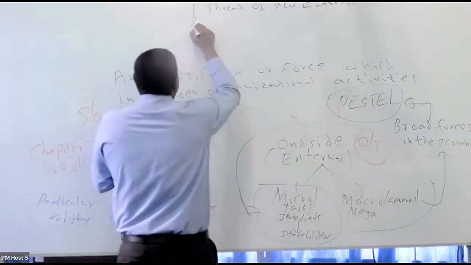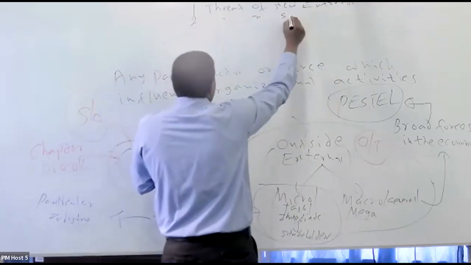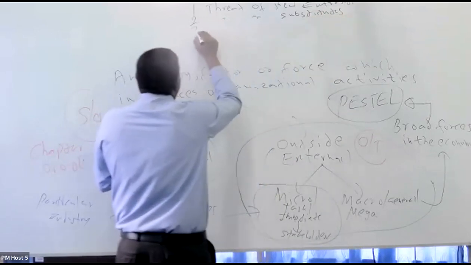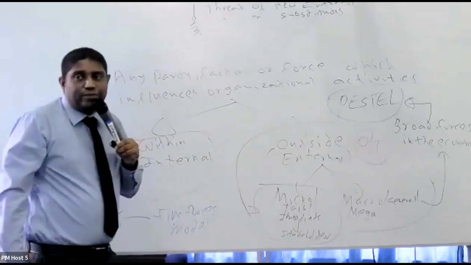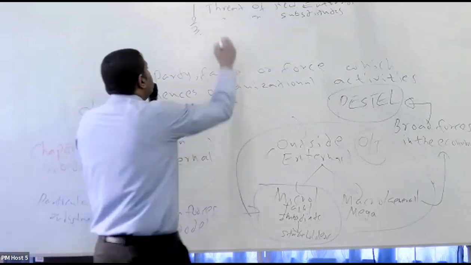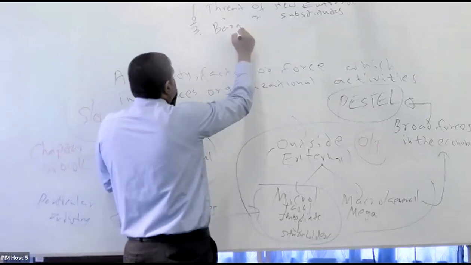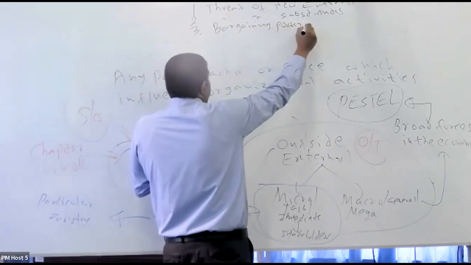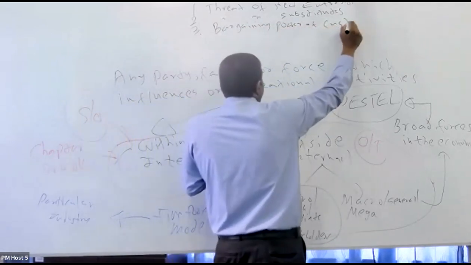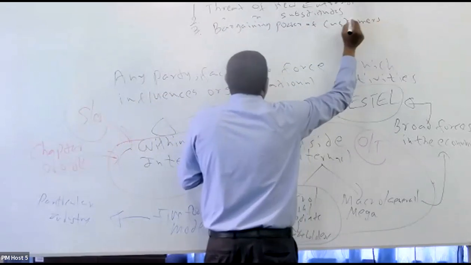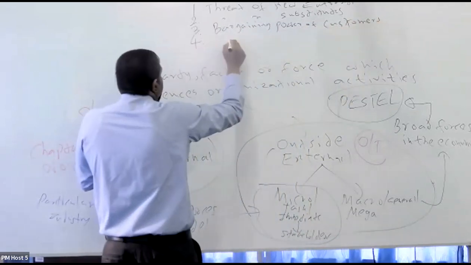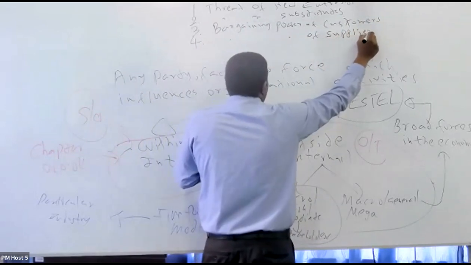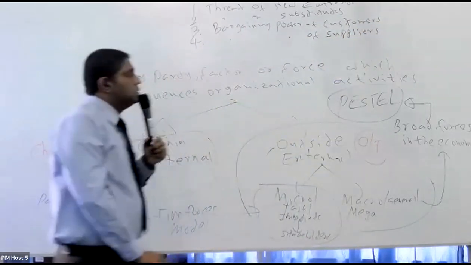Threat of substitutes, the threat coming from substitute products. Then bargaining power of customers, the demanding power of the customers. Then bargaining power of suppliers.